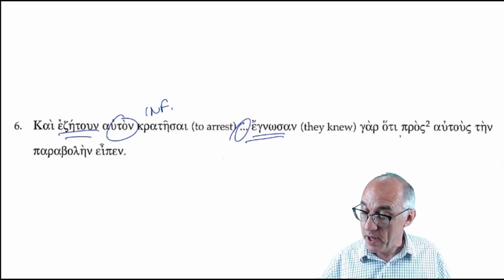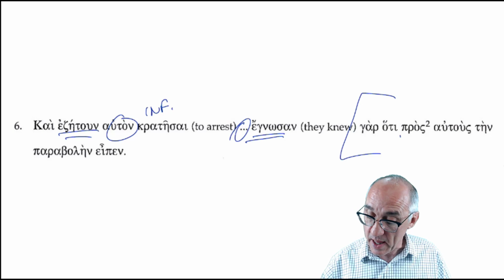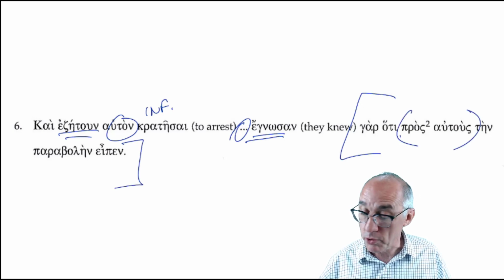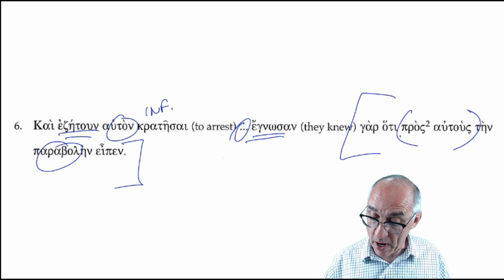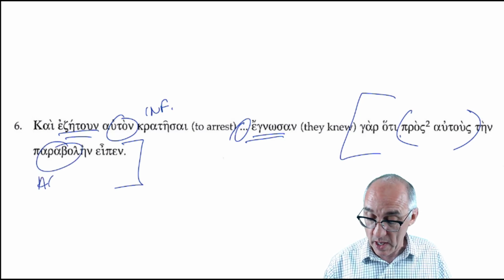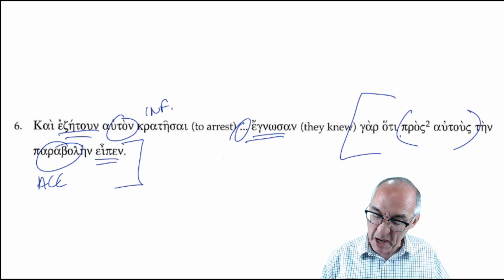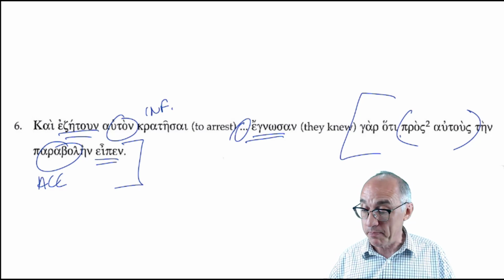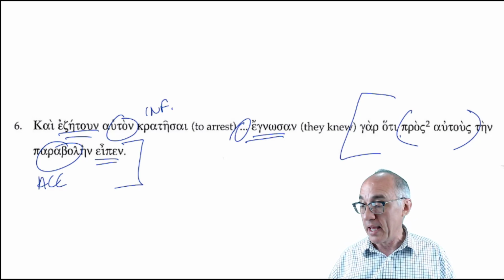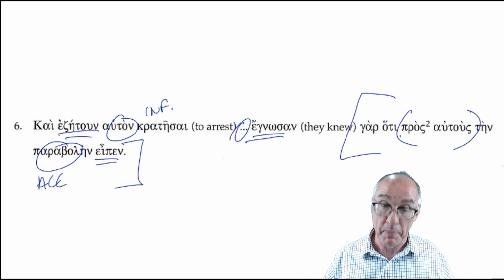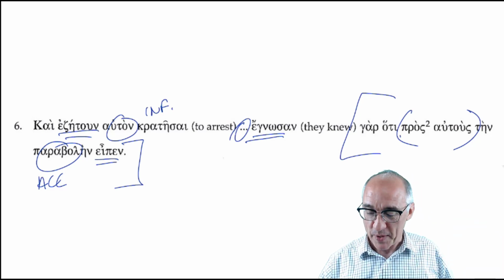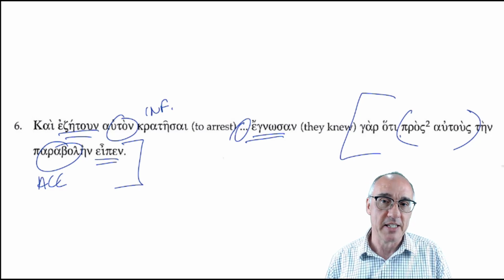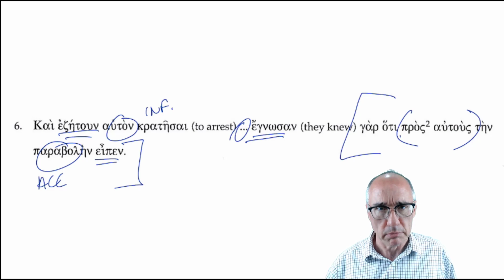The second part of the sentence, they knew. This is your verb. They knew what? That, something prosautos, fine. The parabolane, that's your accusative. And then apen, there's your verb. So this apen is the verb in the second part of the sentence. And he spoke, and let's go ahead and translate it. The parabolane. We can almost translate that at sight. He said the parable. That's fine.